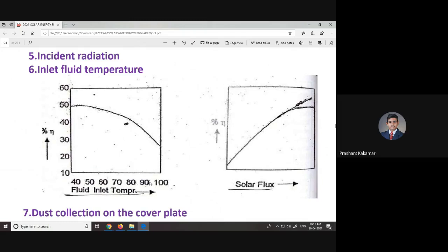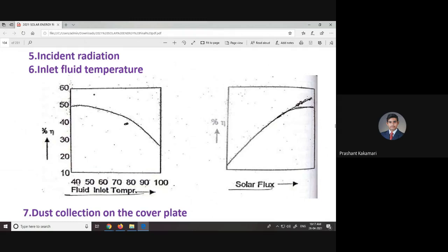So whenever you go for higher temperature at the inlet of the heat exchanger or the flat plate collector, the efficiency or the heat transfer will be very less, because if the absorber plate itself is at 100 degrees centigrade, there is no meaning of going for an inlet temperature of 100 degrees centigrade and heating the water to 100 degrees centigrade. No heat transfer required like that.